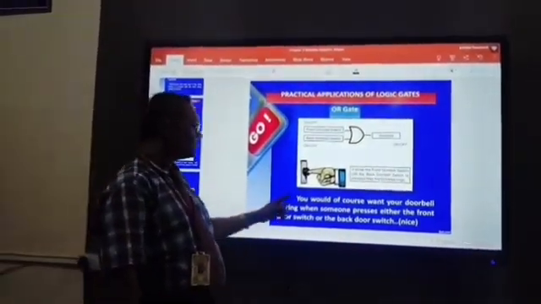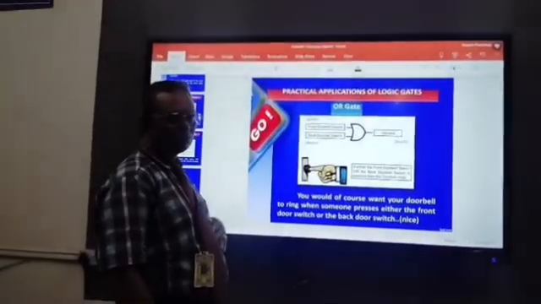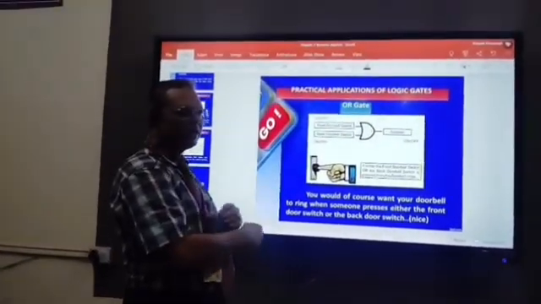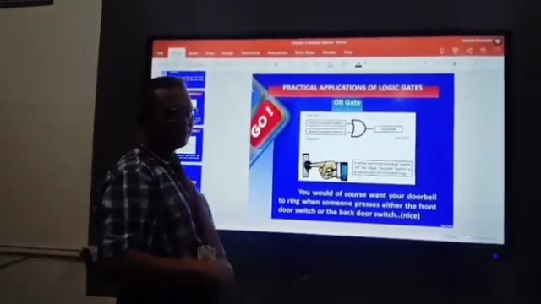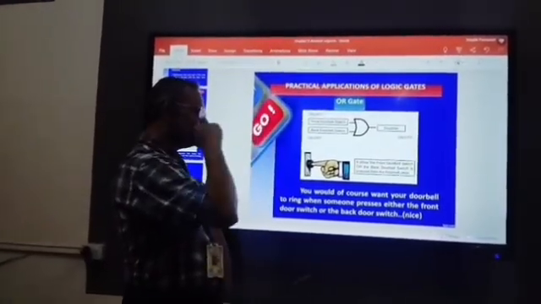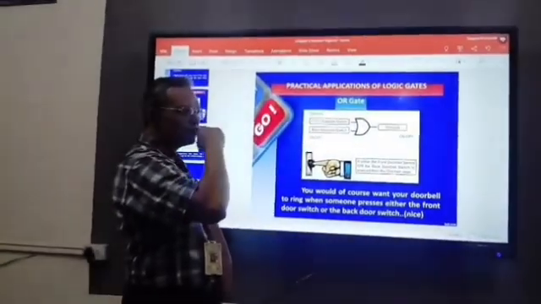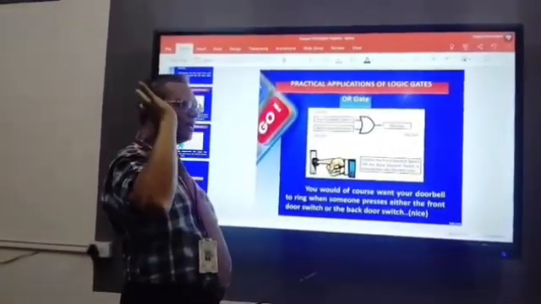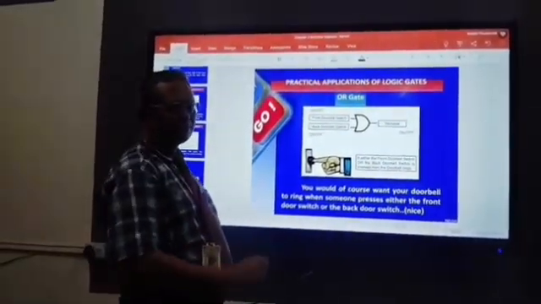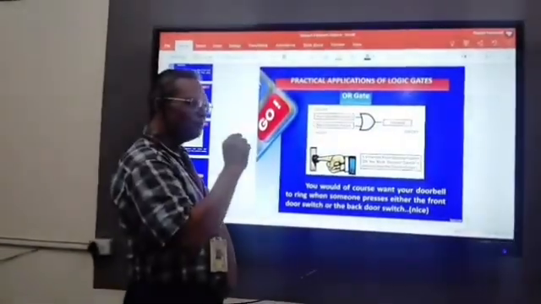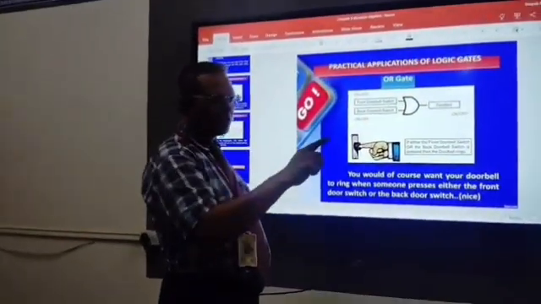Now look at the example for the OR gate. Assume that there is a calling bell available in the home. It can be operated by either the front door or the back door. In both cases it can be operated. If you are pressing the switch at one end, that can be considered as 1, and at the other end it has been switched off, so that is 0. In either case we want the bell to ring. If the bell is ringing, you can assume it is a 1.